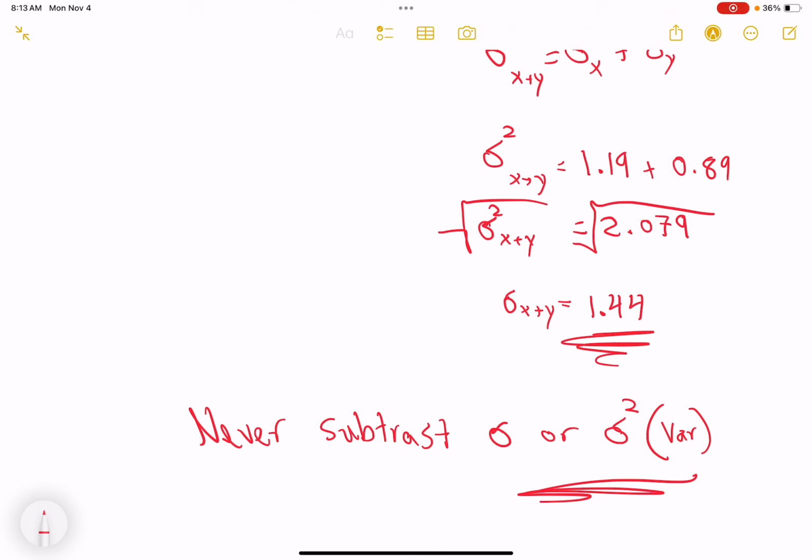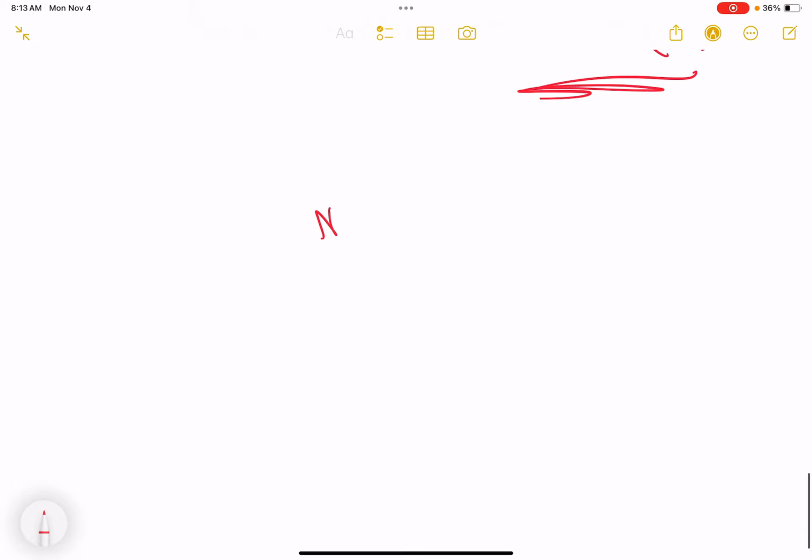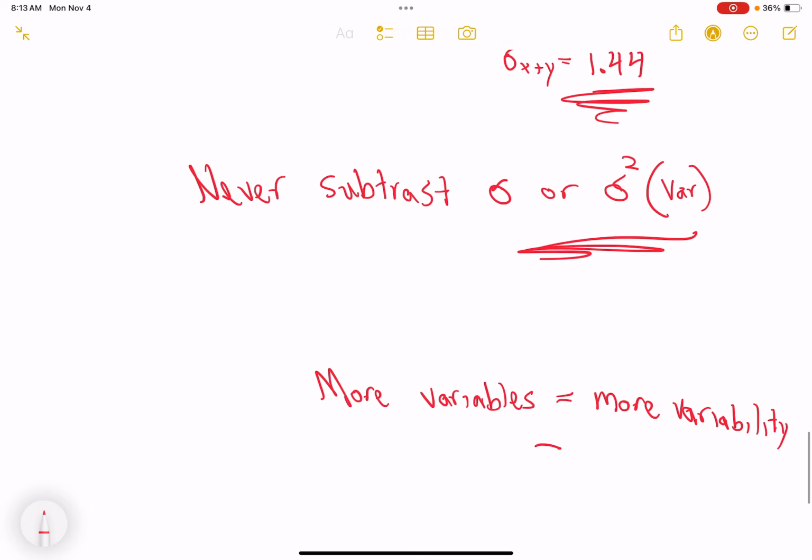You do not add the standard deviations. Even if you are subtracting your expected values, you should add your variances, and then you can square root it to find your standard deviation. Why? More variables equals more variability, which equals, in turn, more variance. And even the first part of this equation I'm writing up for you is more distributions.